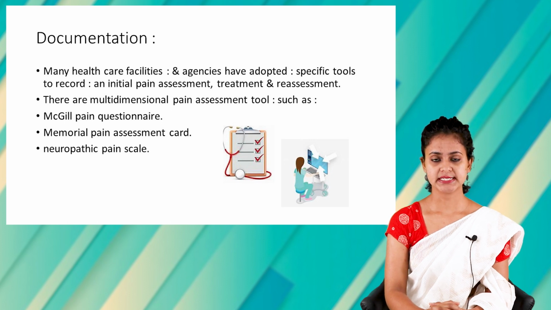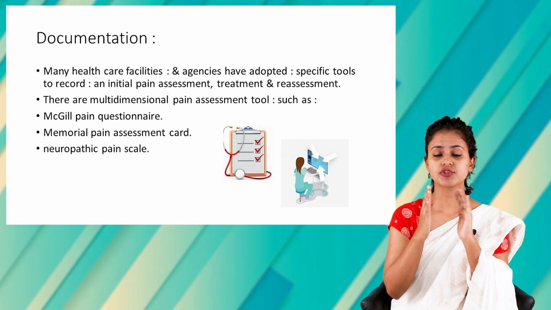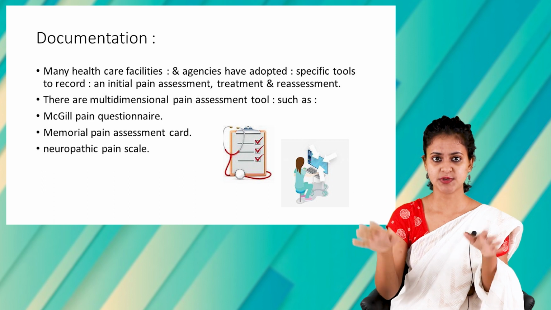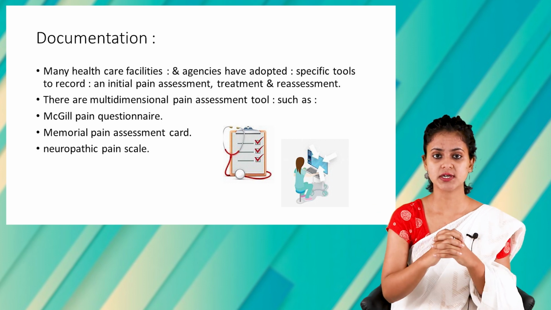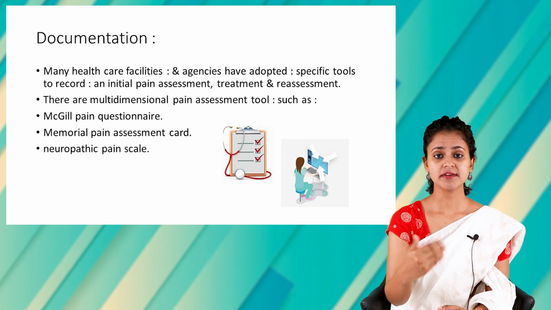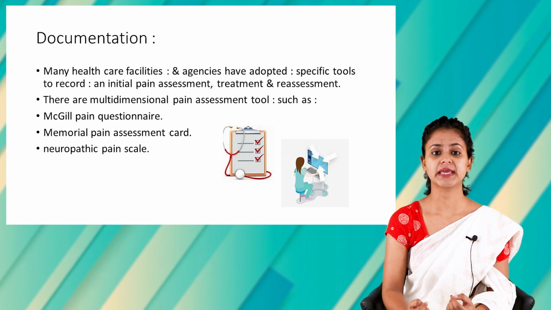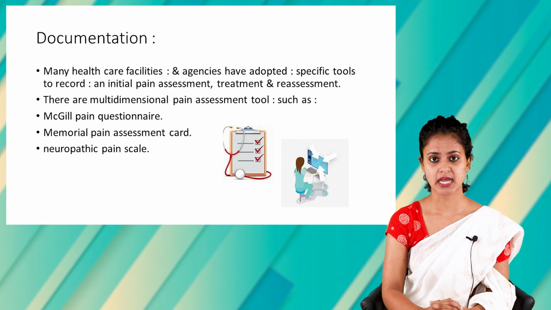Now, documentation plays a very important role here. Many healthcare facilities and agencies have adopted some specific tools to record. Even here, the initial pain assessment, the treatment, and reassessment would be recorded to identify whether the client is responsive towards the proper pain management or not. There will also be usage of multidimensional pain scales, which include the McGill Pain Questionnaire, the Brief Pain Assessment card, as well as the neuropathic pain scale. Now, all these scales definitely help to identify the pain in a multidimensional approach.